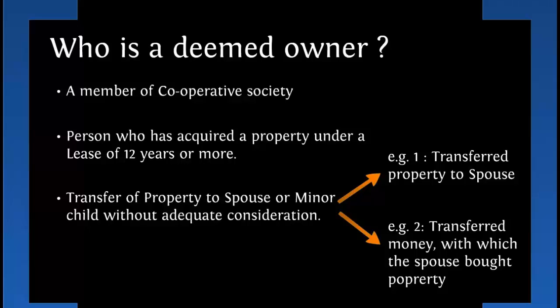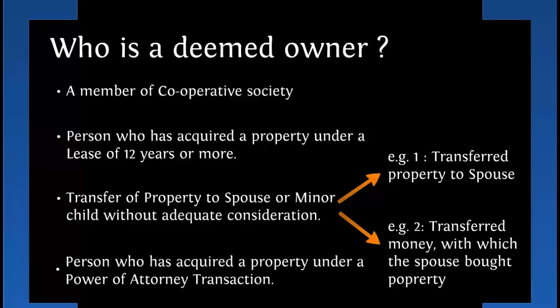Remember what was happening in example 1, the property was also deemed to be your property, and the rental income then obviously becomes your income. In the second example, where you have transferred the money, the property will remain spouse's property. You will not be the deemed owner of the property, you will only be the deemed owner of income generated from that property. And lastly, a person who has acquired property under power of attorney transaction. So these are people who are deemed owners.